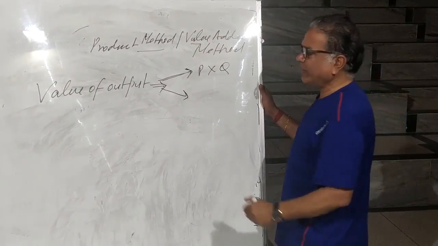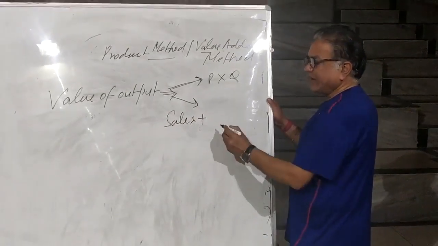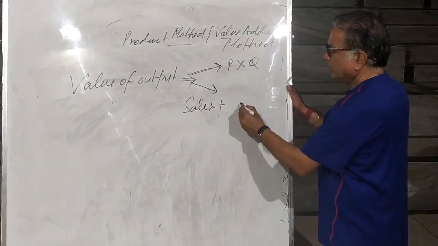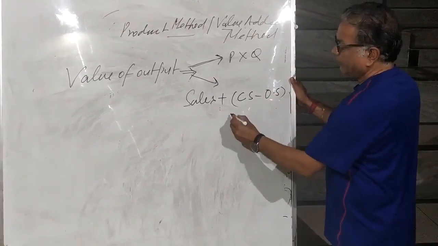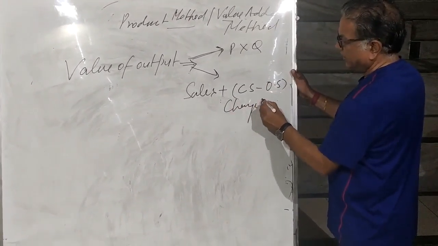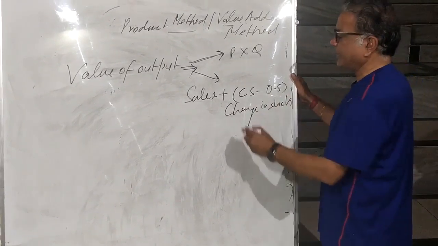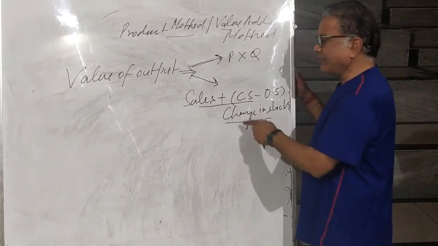So how do I calculate the value of output? Sales plus what is available in the stock. And how do we check the stock? We do closing stock minus opening stock, or what we call change in stock. So another way of calculating value of output is sales plus change in stock. Once again, I am repeating it.